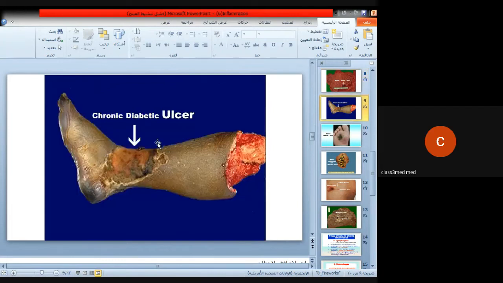This is an amputation of the lower limb of a diabetic patient. This patient has a chronic diabetic ulcer at the lower leg. This is the ulcer. In addition, there is gangrene. There is gangrenous inflammation in the foot, but it should be treated by amputation, and an amputation at the level of healthy tissue. Why healthy tissue? Because gangrene propagates, it spreads.